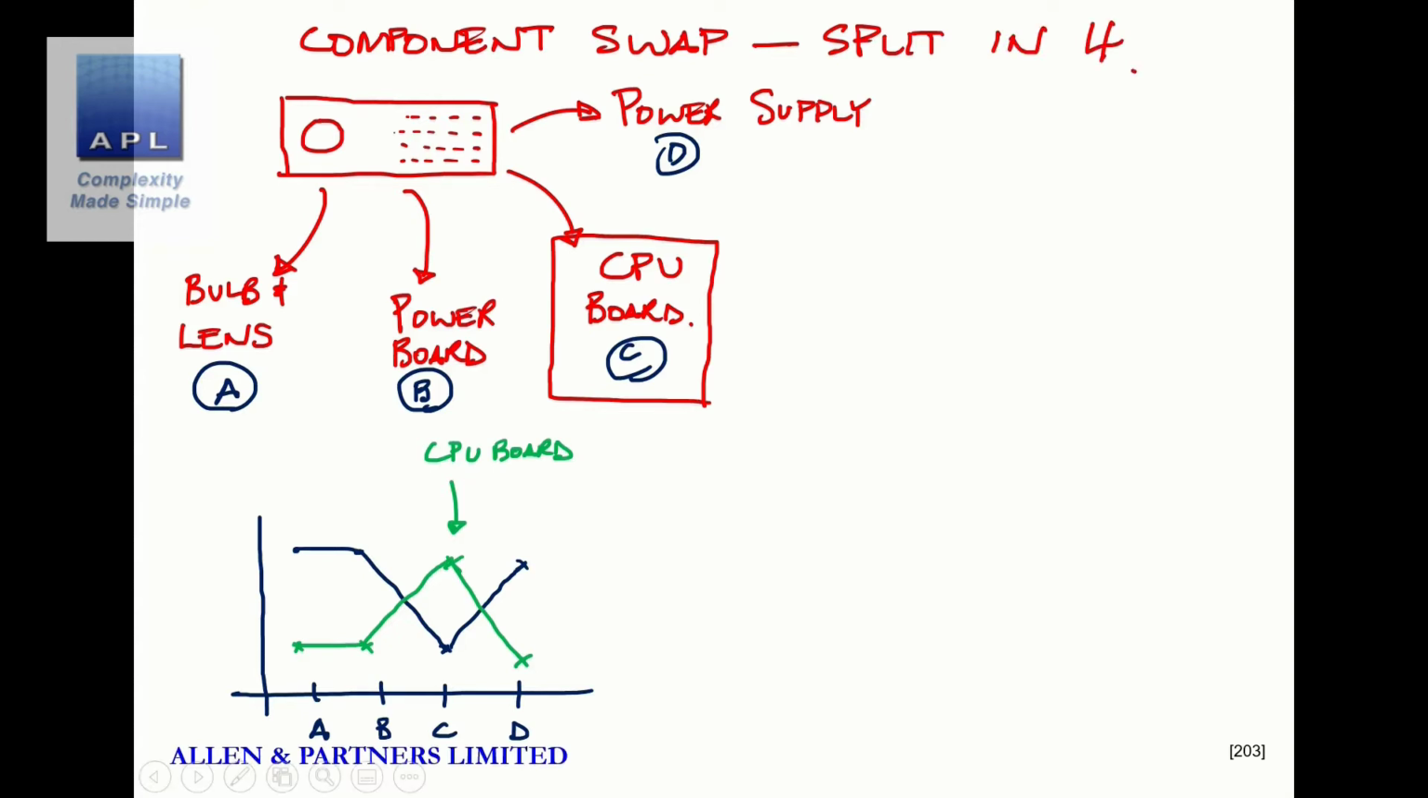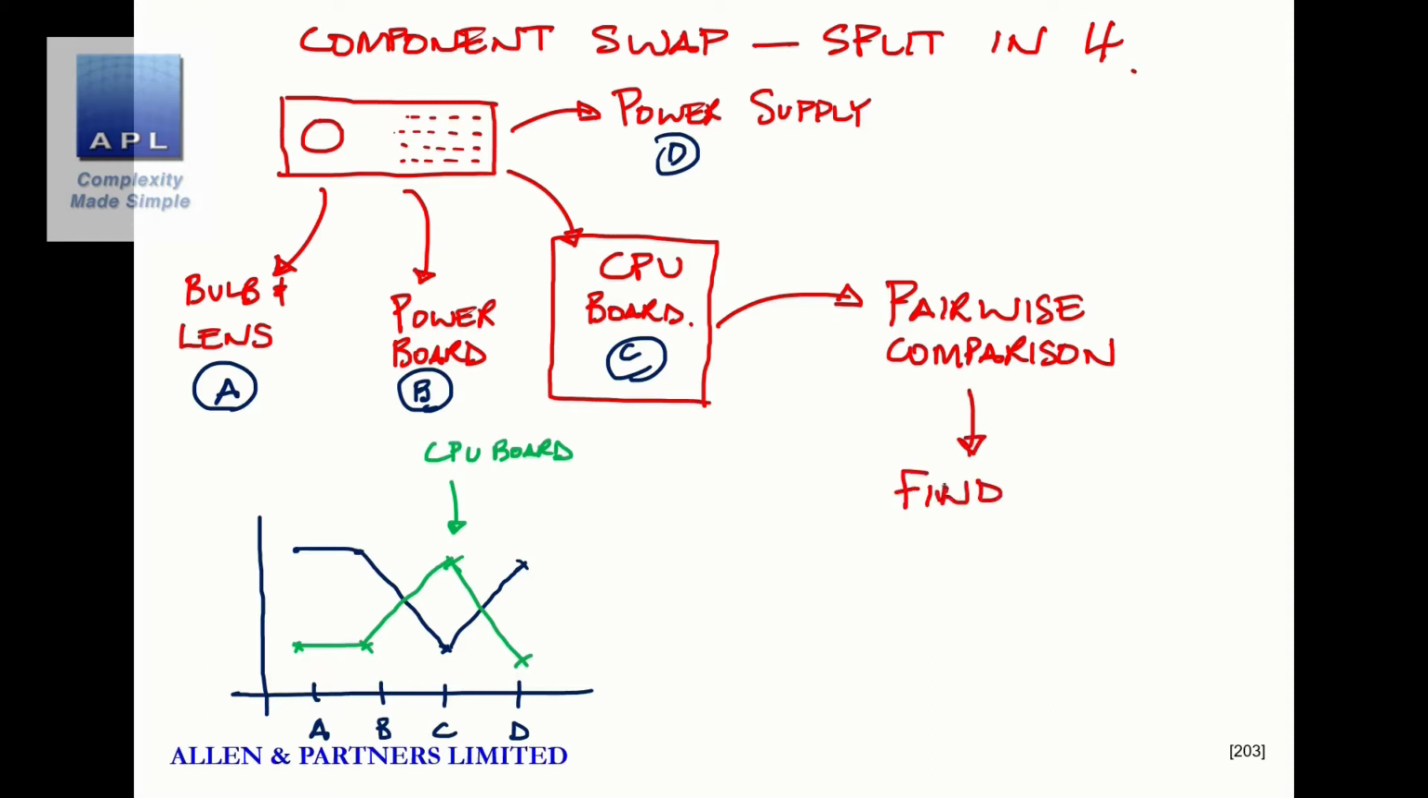The problem is on that board, but now we've got several components on that board, and we don't know which one is causing the root cause. But you've gone from 1,000 components using the component swap. Now we're down to a small sub-assembly, and now we're trying to find the root cause. So now with the CPU board, we would go to a pairwise comparison, and that would be the traditional way of going from component swapping to pairwise.